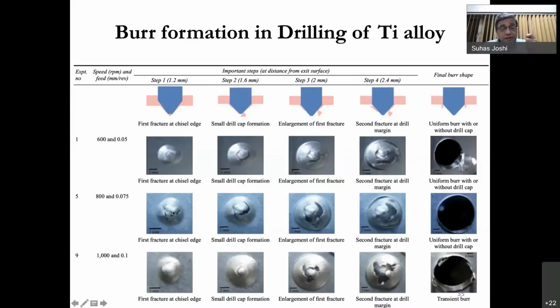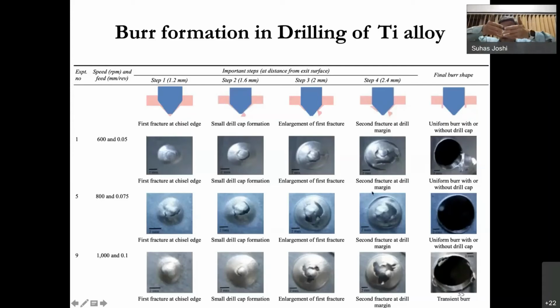You can see here at different rotational speeds, 800 and 1000, that a small cap is formed at the beginning, and then a larger cap is formed at the periphery of the drill, and after some time this cap is dismantled, but it leaves a very tight burr. It's a very strong, extremely strain hardened material, so this strong burr is formed.